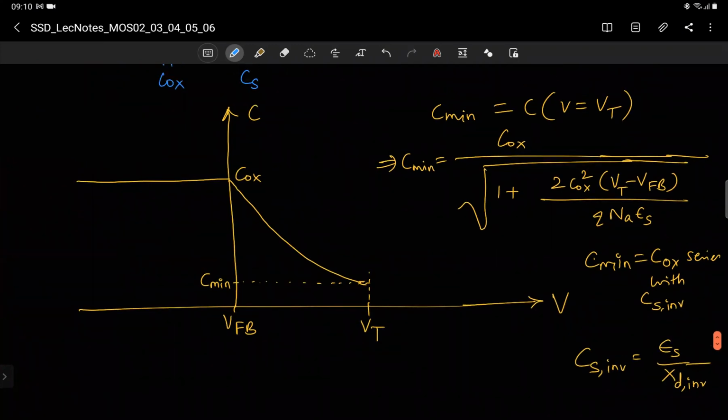So we saw that in accumulation it is same, just the oxide capacitance. The charge appears on either side of the oxide, very near to the oxide interface. So it is as if you just have an oxide capacitance. That's why it is constant for the accumulation region.